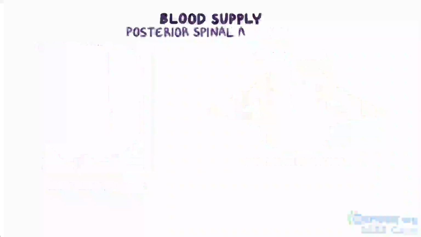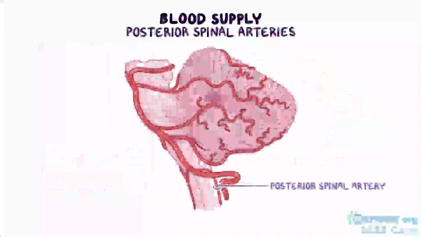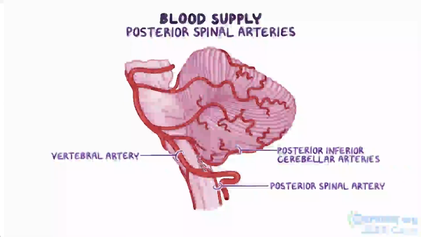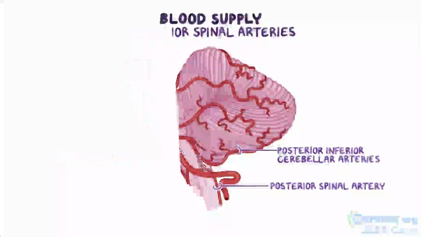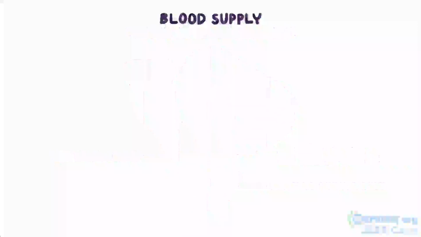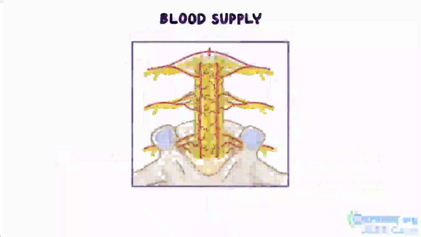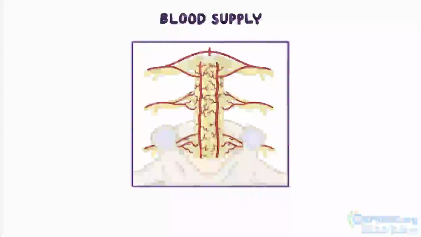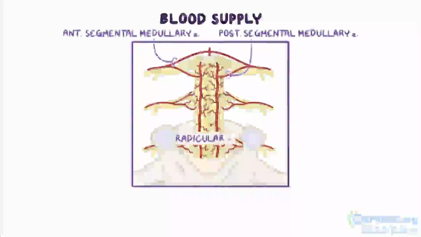The 2 posterior spinal arteries also originate in the cranium, either as branches of the vertebral arteries or the posterior inferior cerebellar arteries. The 3 longitudinal arteries can only supply the superior part of the spinal cord by themselves. The circulation to the majority of the spinal cord depends on the posterior and anterior segmental medullary arteries and radicular arteries that run along the spinal nerve roots.